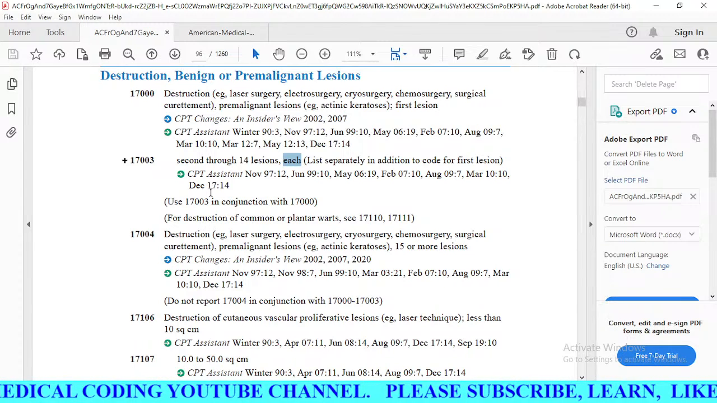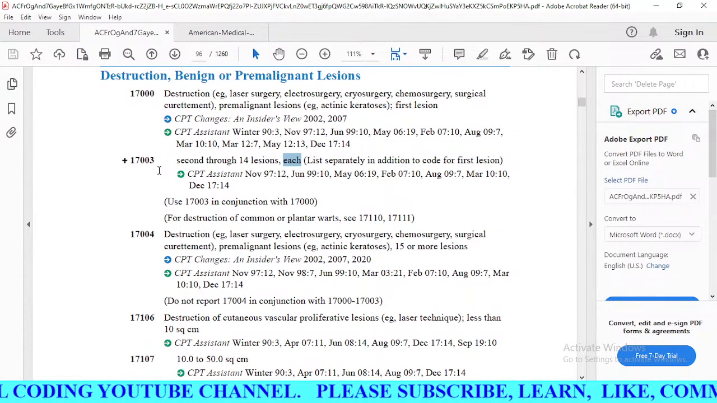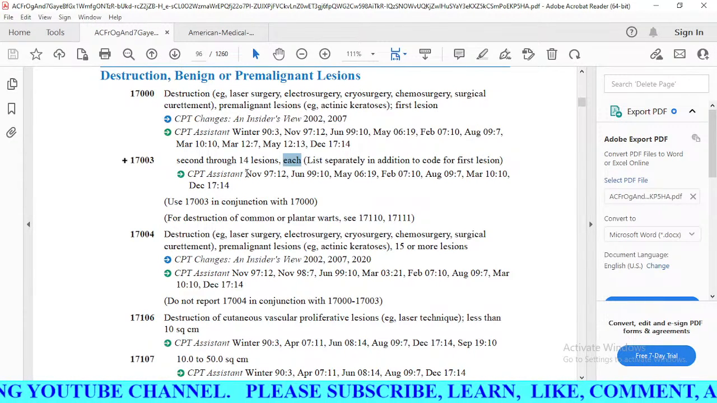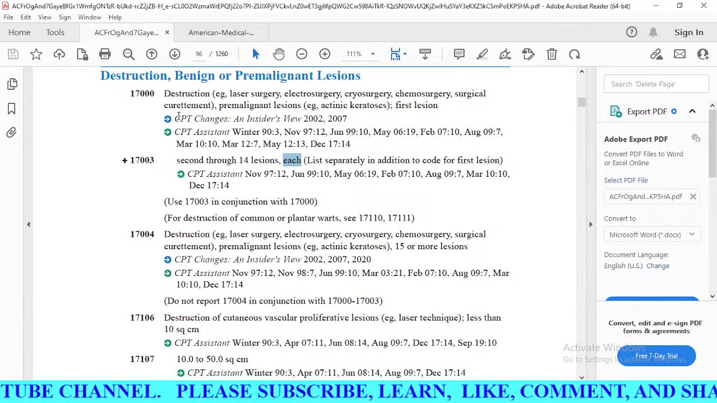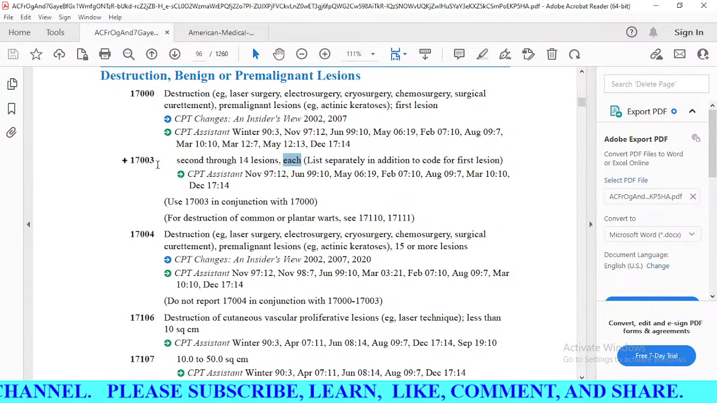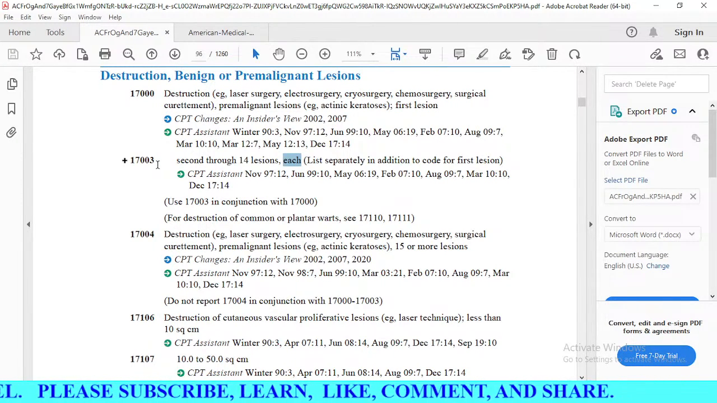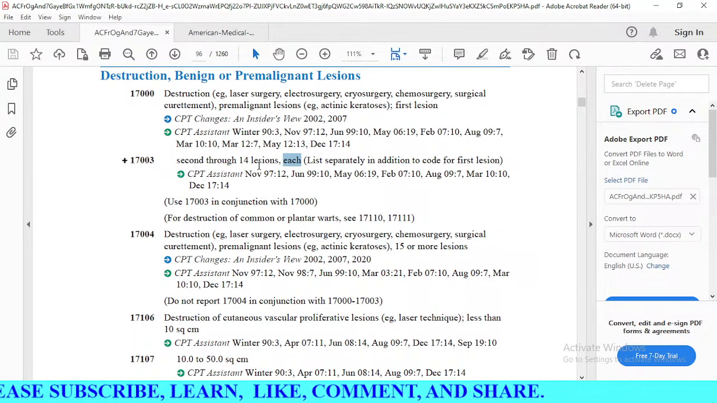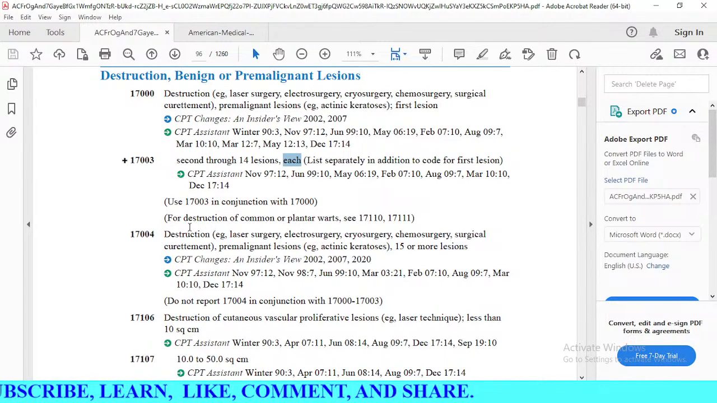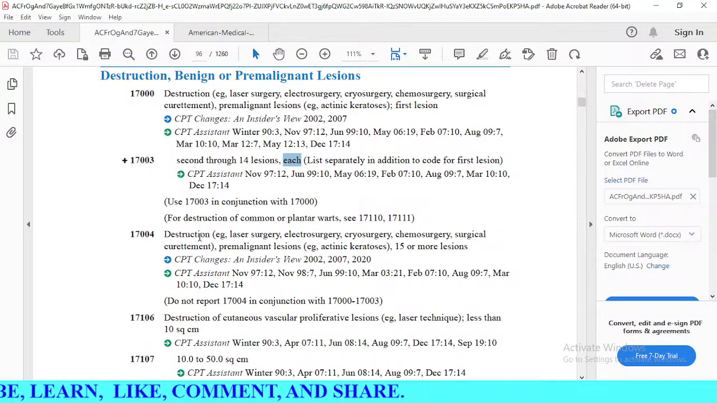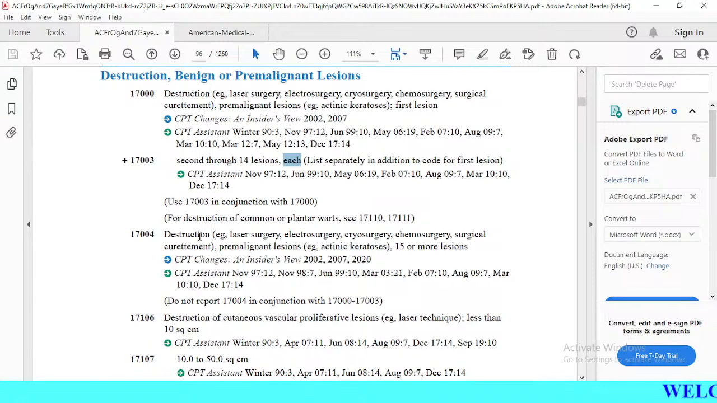So next one. What happens, for example, if you have 10 lesions? 17000 and 17003 times 9. After watching this, how do you code if you have 20 lesions? Can anyone tell in the chat box? How do you code cryosurgery of 20 pre-malignant lesions?